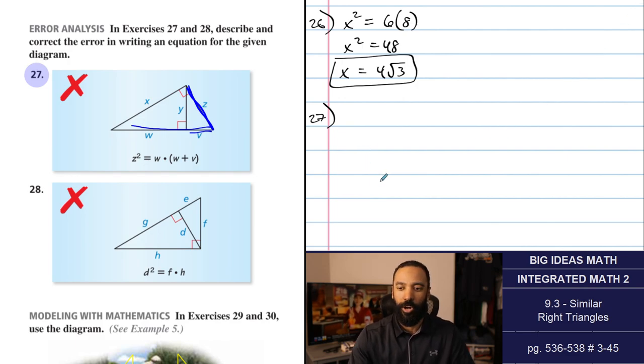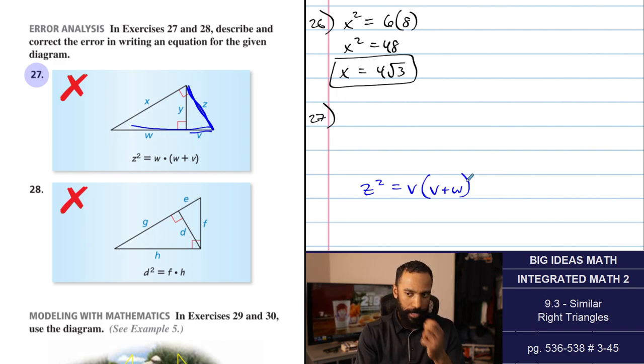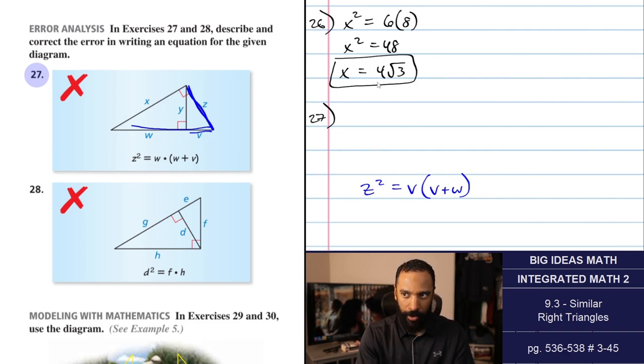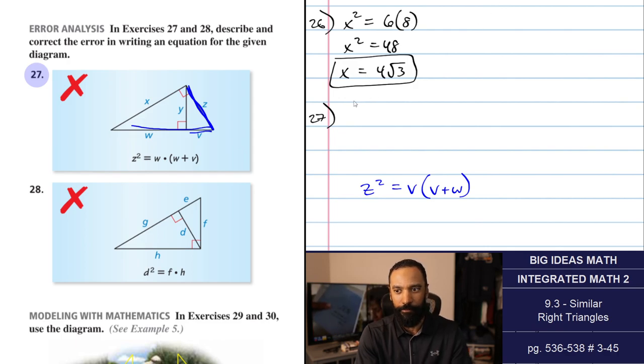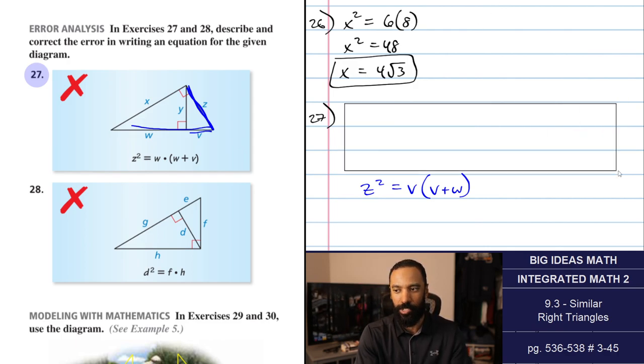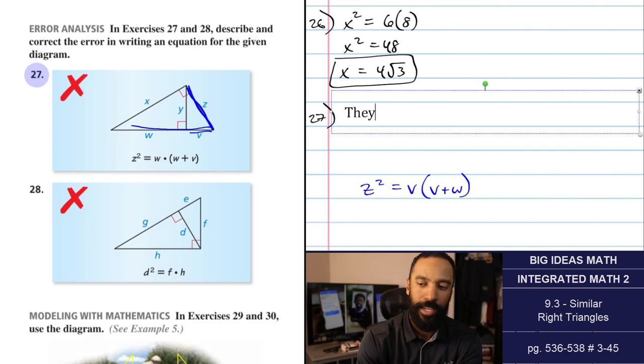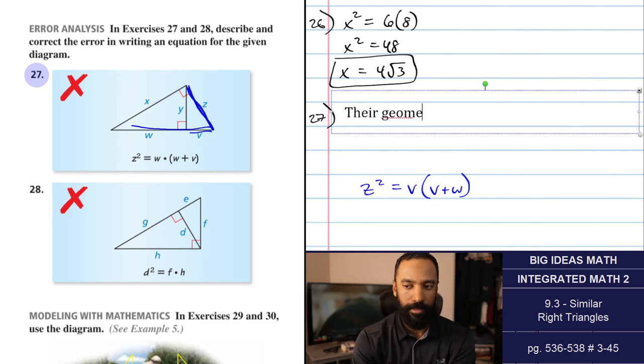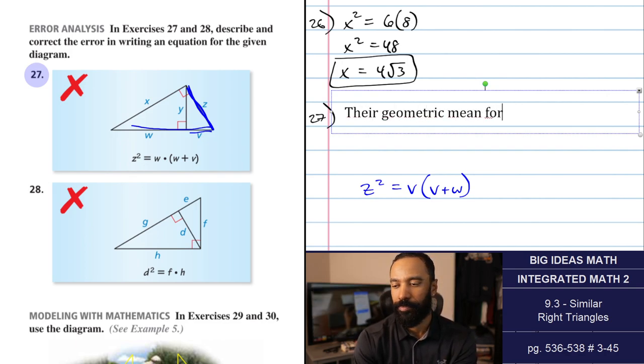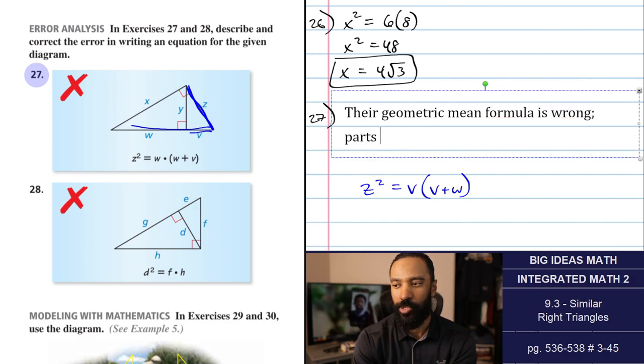So as far as correcting it, z squared equals v times v plus w. But when it comes to error analysis, you can't just tell somebody to fix that. You have to let them know why it doesn't work. Their geometric mean formula is wrong. Parts do not correspond.